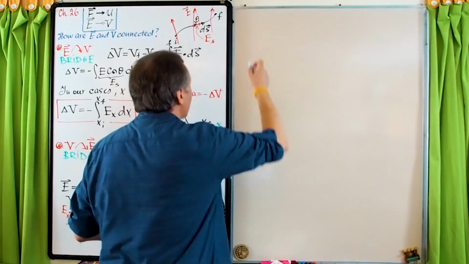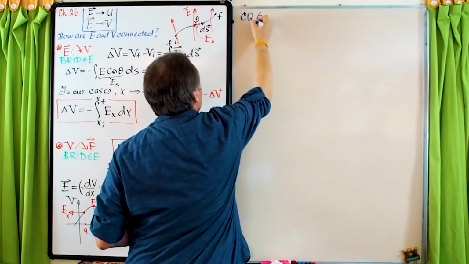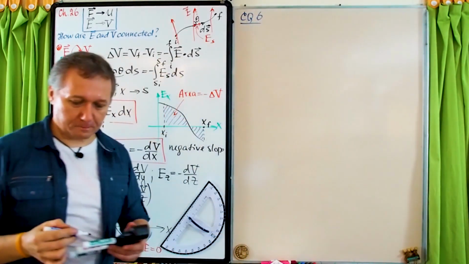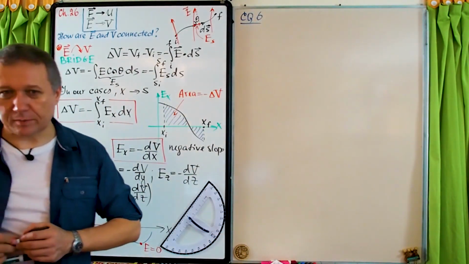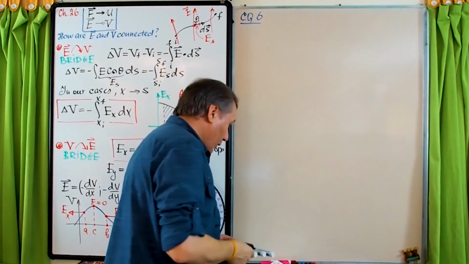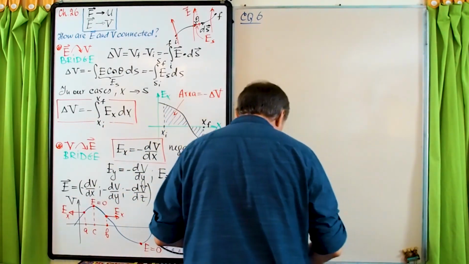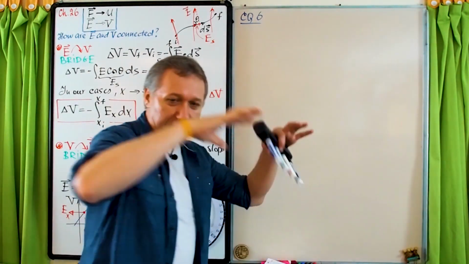So, conceptual question 6, from the book, at the end of the chapter, before the problems. So we have an electron. No, first of all, let me show the plot. So what we have in terms of that electric potential.